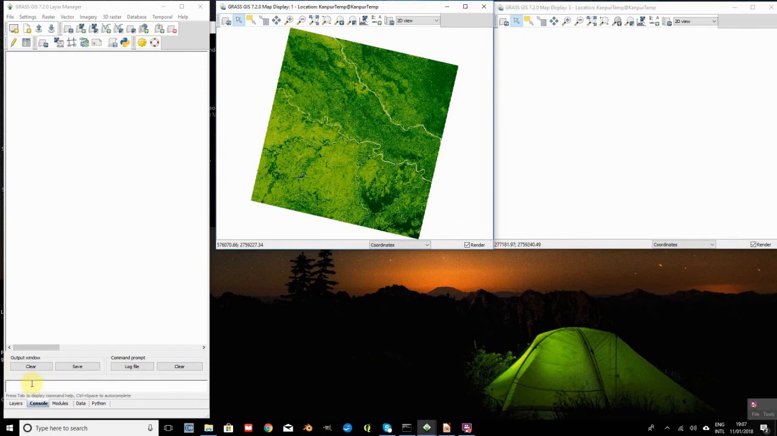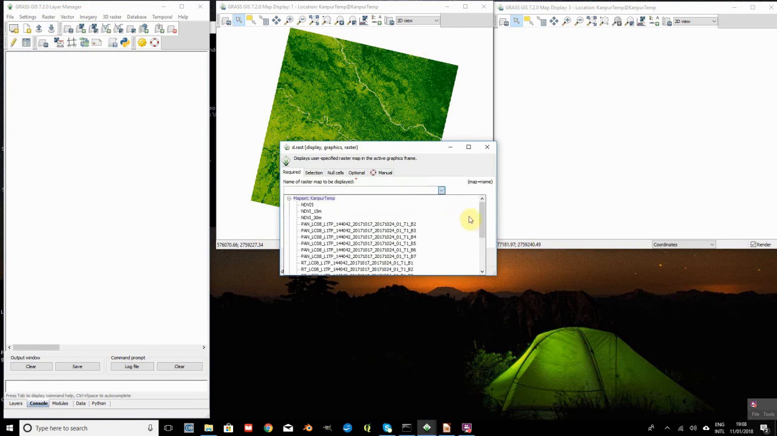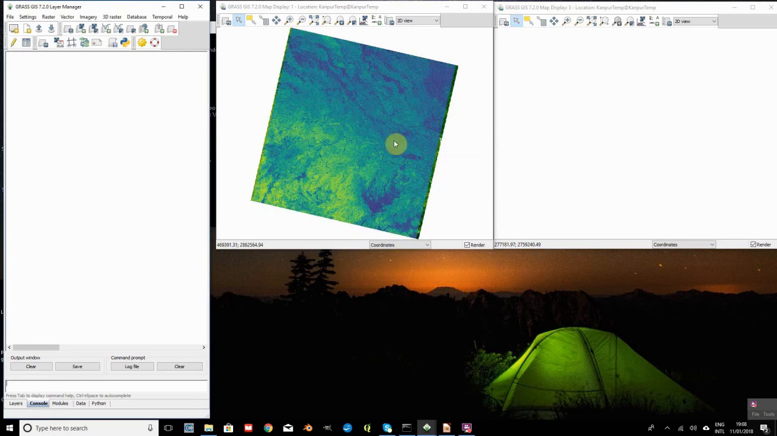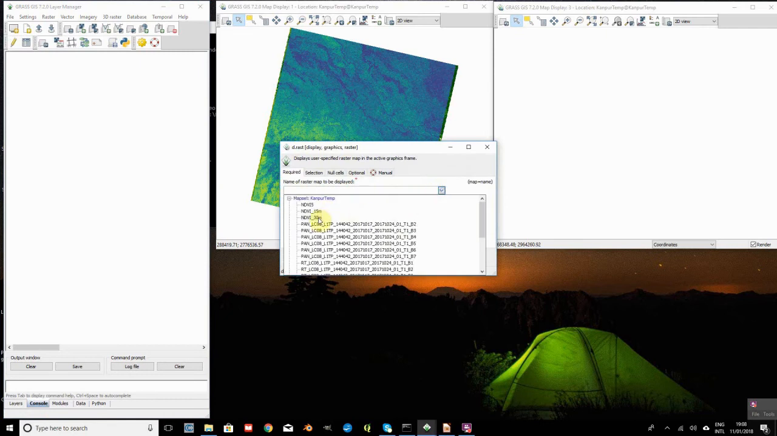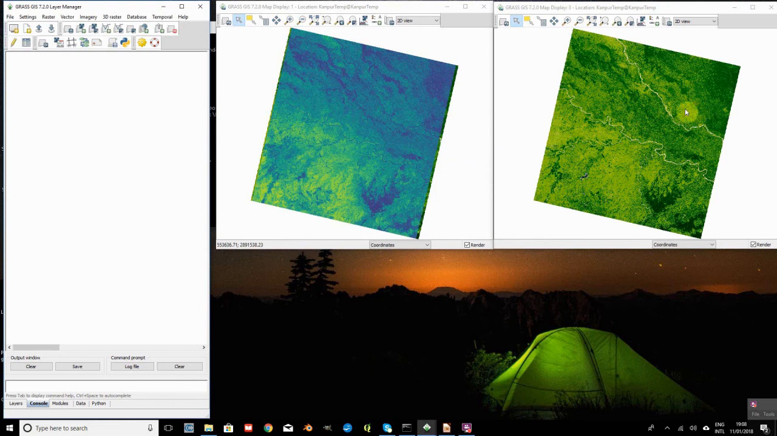Okay, now I'm going to go into the console, and I'm going to directly type d.rast, enter twice. It brings up the request, and I want to plot the temperature, so let's use band 10 temperature. It's going to be here. This has all been corrected. Great. Let's bring the NDVI back. So click on the display to be sure it's active, and again, bring that NDVI. There we go. Okay, so I've got temperature here, NDVI.